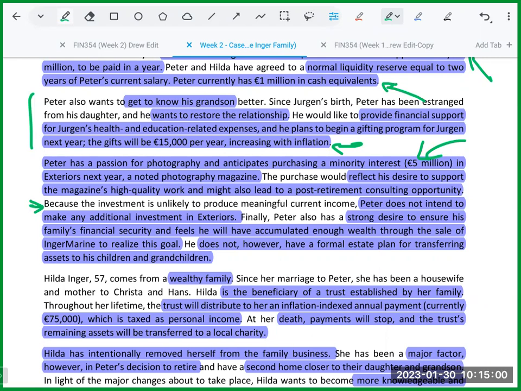Now, he has a strong desire for the family's financial security. He feels that they have accumulated enough wealth through the sale of the company that we talked about, and he does not, however, have a formal estate plan. Okay, so he does not know how he should transfer all these assets to his kids and grandchildren. That's why you are here, right?